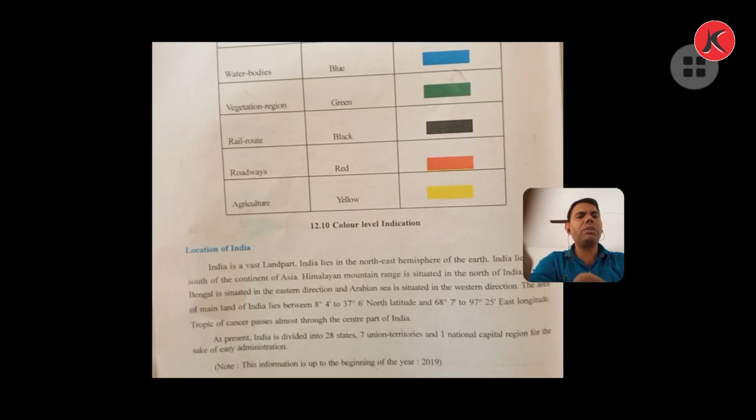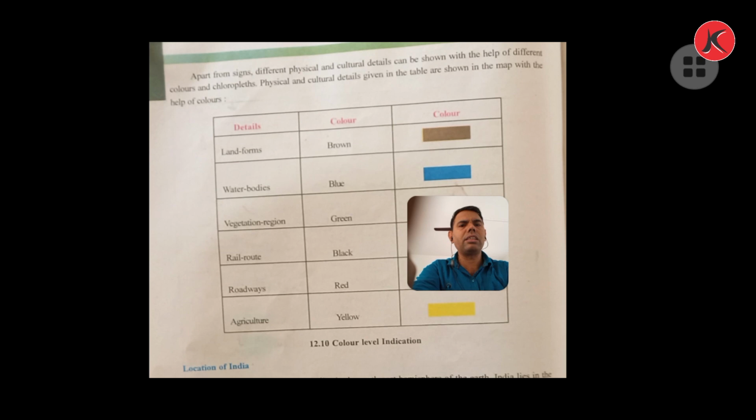Apart from the signs, different physical and cultural details can be shown with the help of different colors. Physical and cultural details given in the table are shown in the map with the help of color. So every color indicates something different.